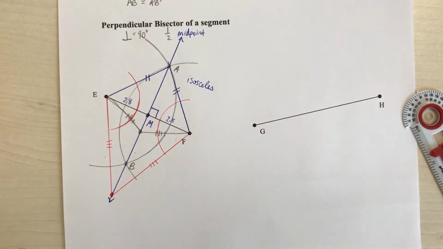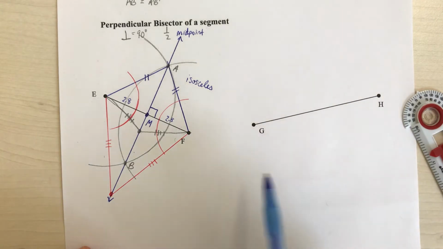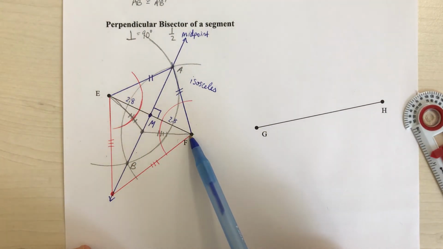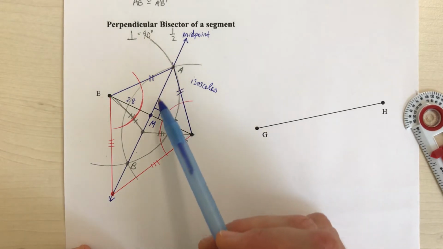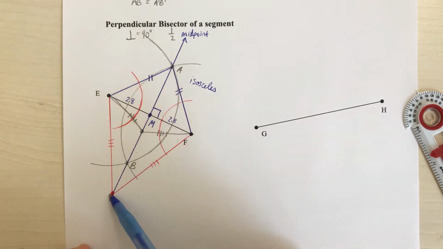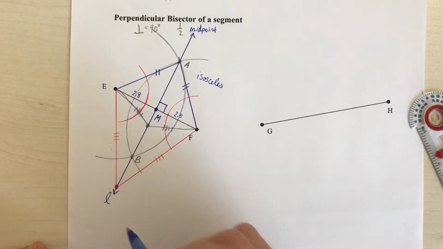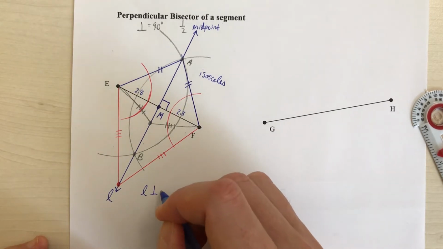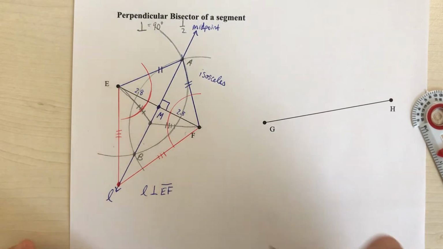All right, so we're back here for part 2. And what we did was we had constructed a perpendicular bisector of segment EF. But then we started choosing points on the perpendicular bisector. By the way, if I call that L, we can say that line L is perpendicular to segment EF for that.